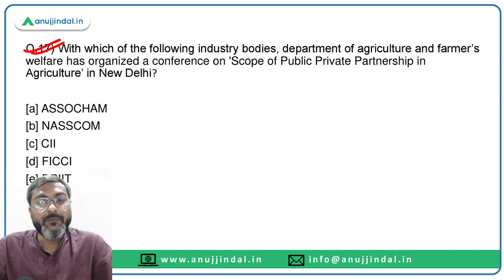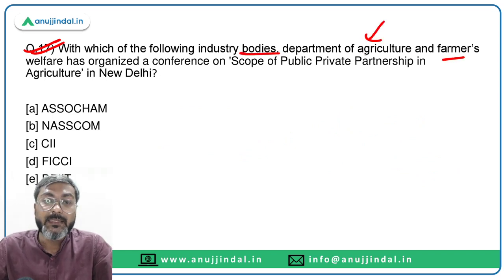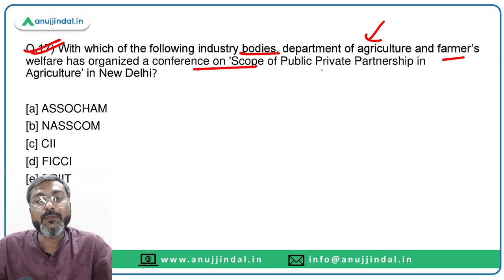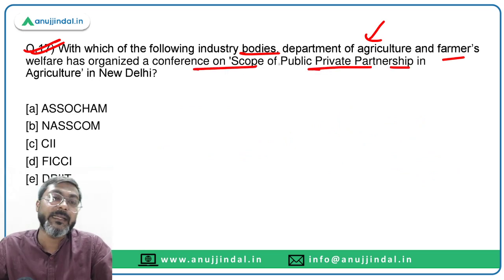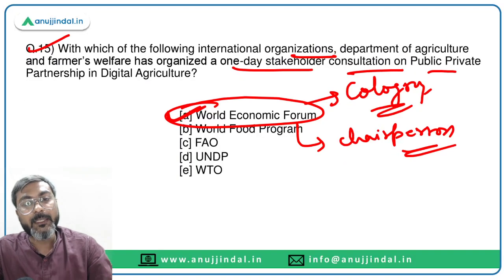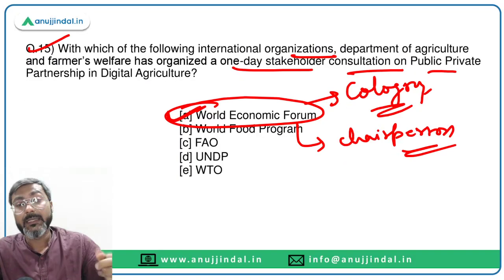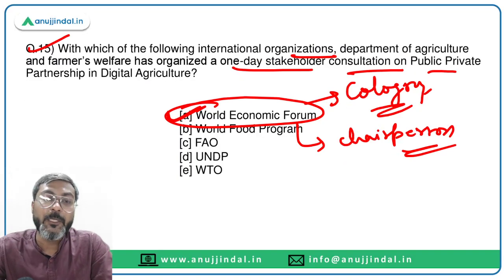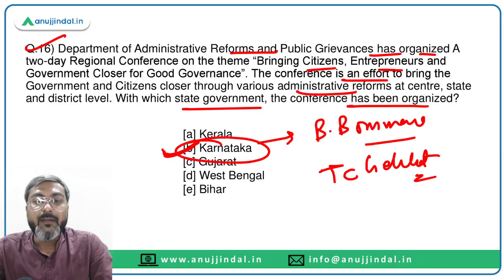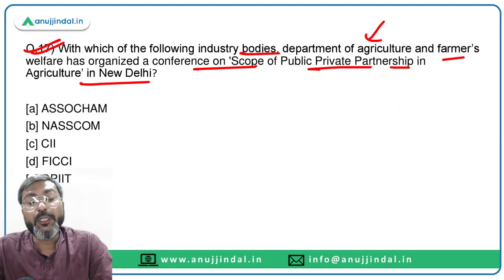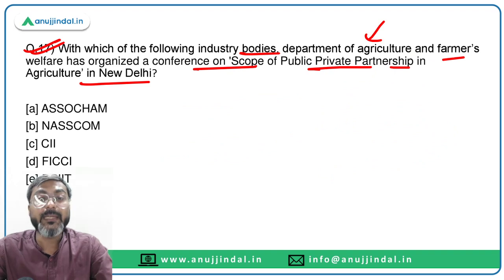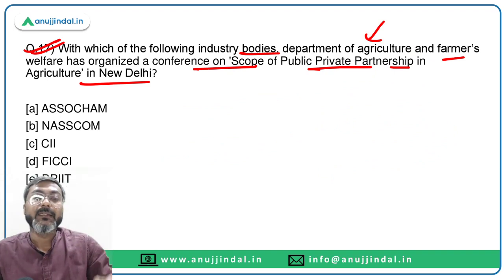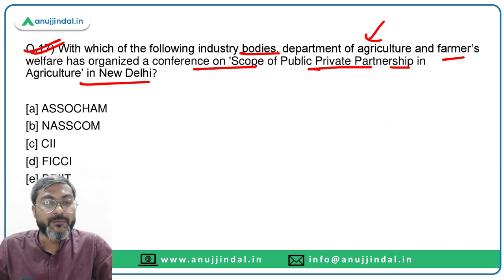Question number 17. With which of the following industry bodies has the Department of Agriculture and Farmers Welfare organized a conference on scope of public-private partnership in agriculture? Now, in this question and the previous question, please don't get confused. This was a consultation on PPP in digital agriculture, while this was the conference on PPP in overall agriculture. Okay? So, this industry body is FICCI. Option D is the correct answer. Right?